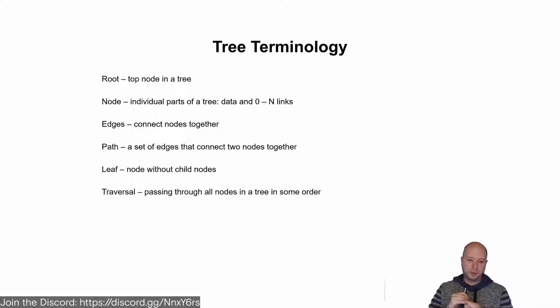So we just went through this, and we should also add that traversing a tree, or the traversal of a tree, is passing through all of the nodes in a given tree in a given order. So min max, or depth first, or breadth first, whatever.